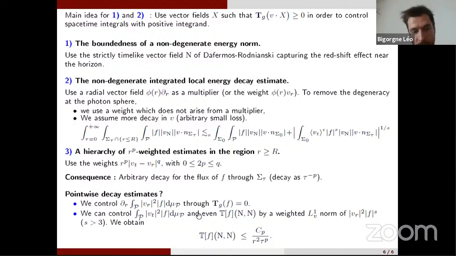And after that, we can control the most important component of the energy momentum tensor, by contracting it by n twice, where n is the strictly timelike vector field. We can control this quantity by a Hölder inequality, by a weighted L1 norm in v of v_r squared times f^s, where s is an exponent larger than 3. And since f^s is a solution to the massless Vlasov equation, we can apply what we did previously in order to estimate the main component of the energy momentum tensor by a decay rate which can be arbitrary, where the decay in time can be arbitrarily fast.